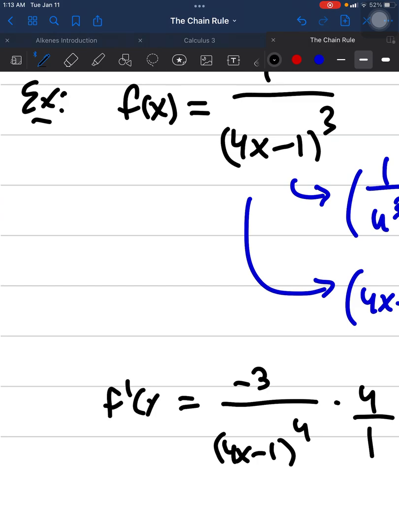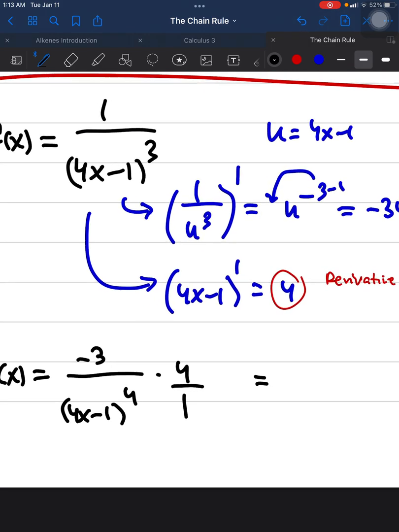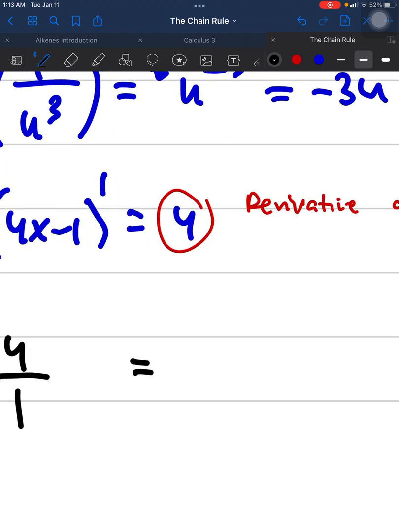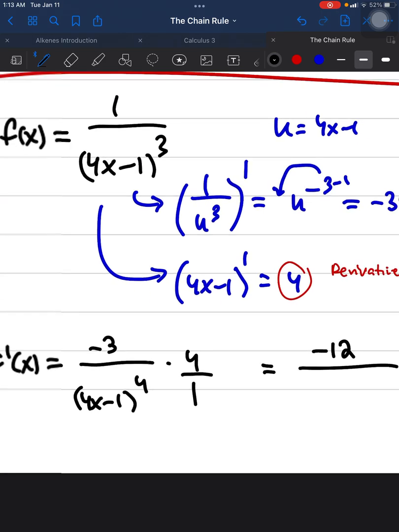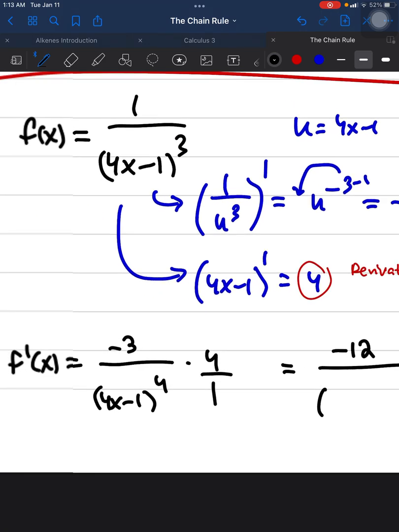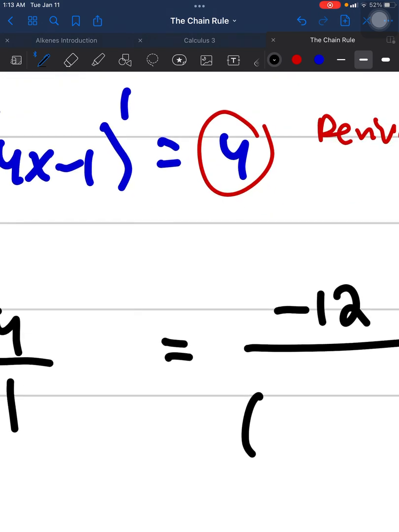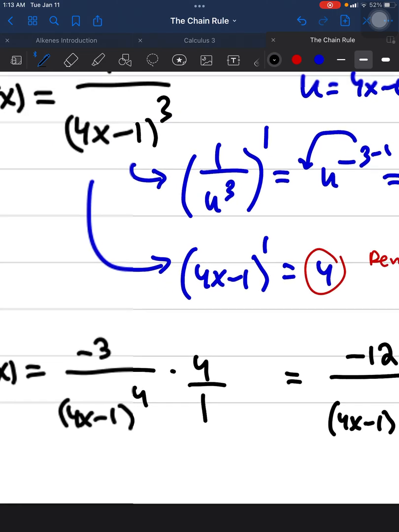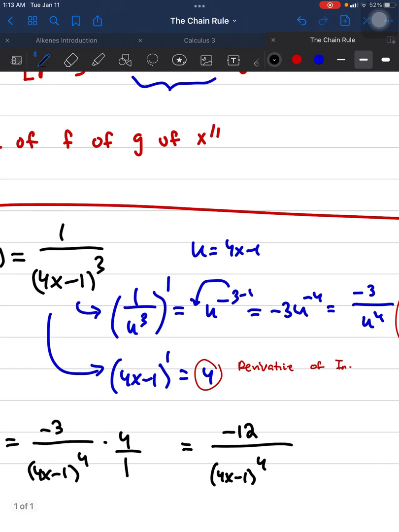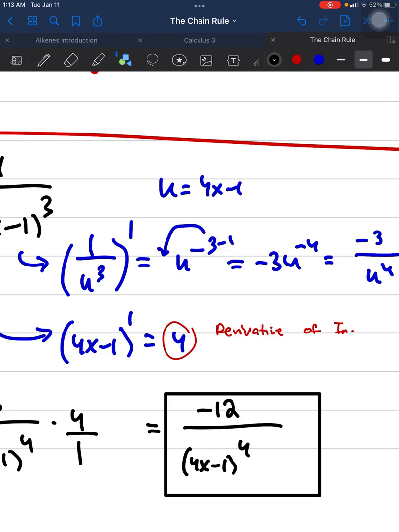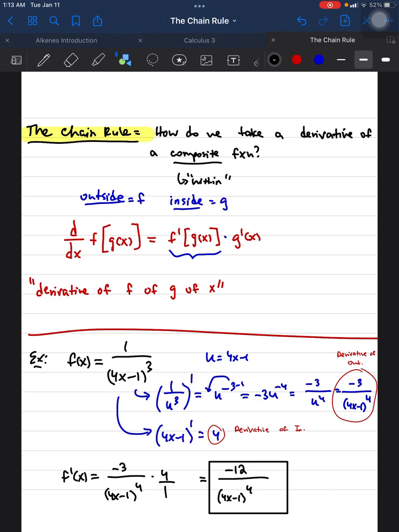So the final derivative, f prime of x right here. Let me just write f prime of x, just so you know we are calculating the derivative now. So -3 times 4 is just -12 over, and the denominator just stays the same because this denominator times 1 is just itself. So 4x minus 1 to the 4th. And our final answer is -12 over 4x minus 1 to the 4th.